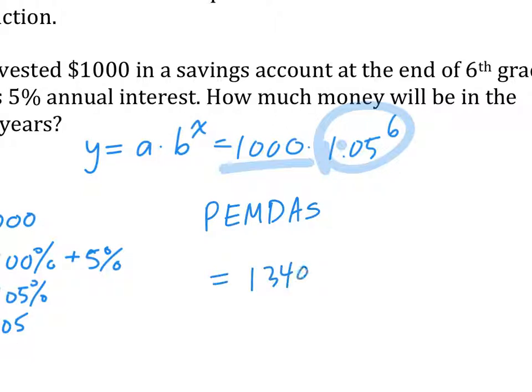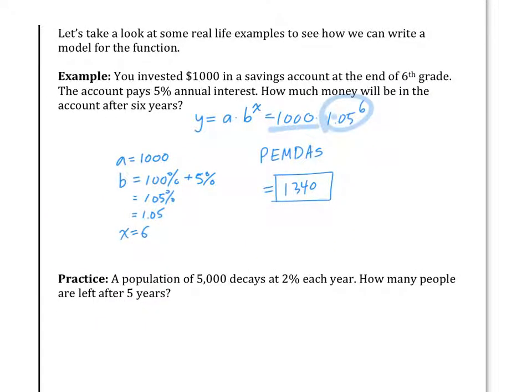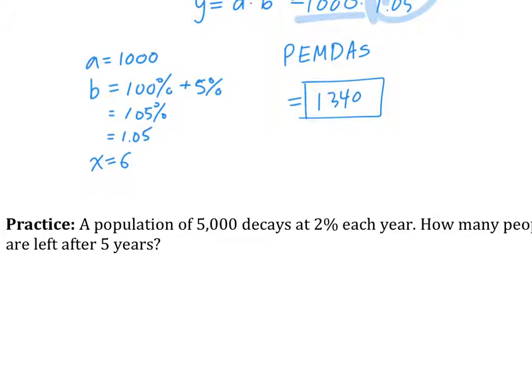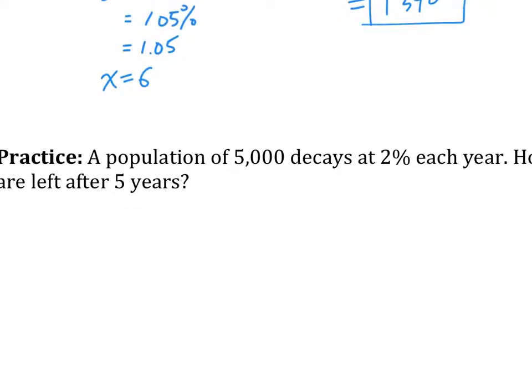1,345. Okay. All right, let's try another one. A population of 5,000 decays at 2% each year. How many people are left after 5 years? Okay, A, B, X. Once you write down what you think A, B, X are, please talk to your partner and check if you have the same answer.